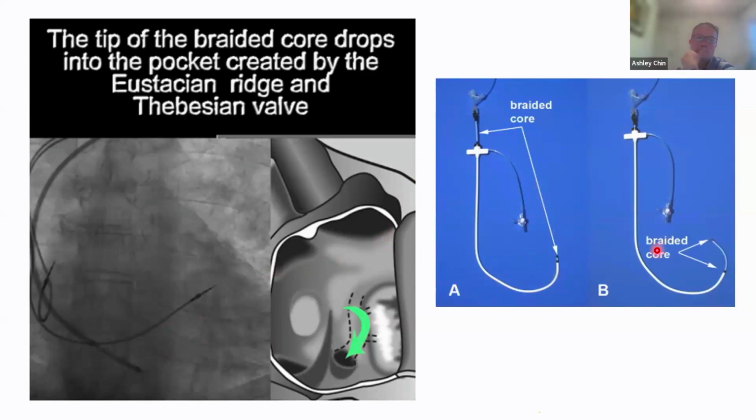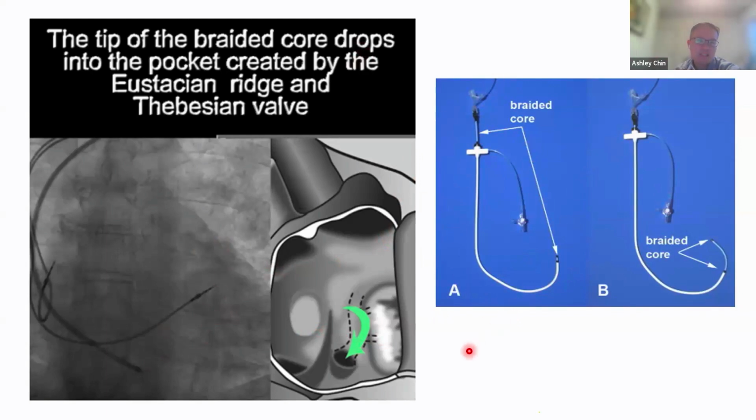So what you do is you use the braided core. You can inject dye through the braided core, and you can spurt contrast through it. As soon as you see the dye filling the coronary sinus, at that point you can advance the braided core into the coronary sinus, and then over that, you can advance the outer CSG sheath.